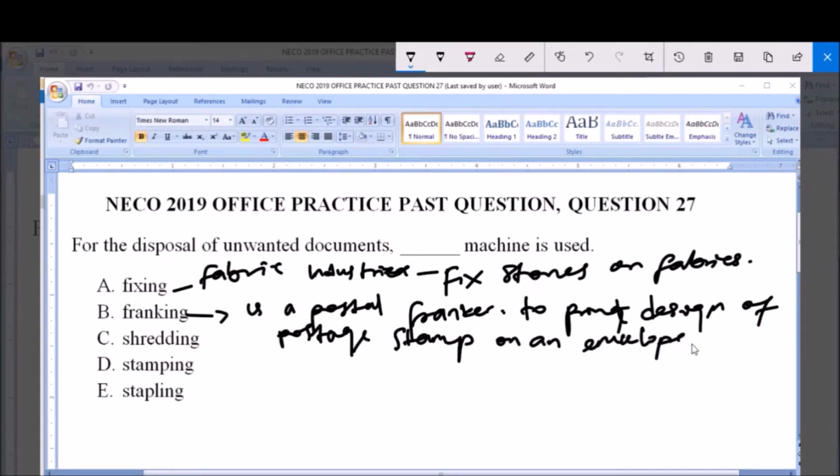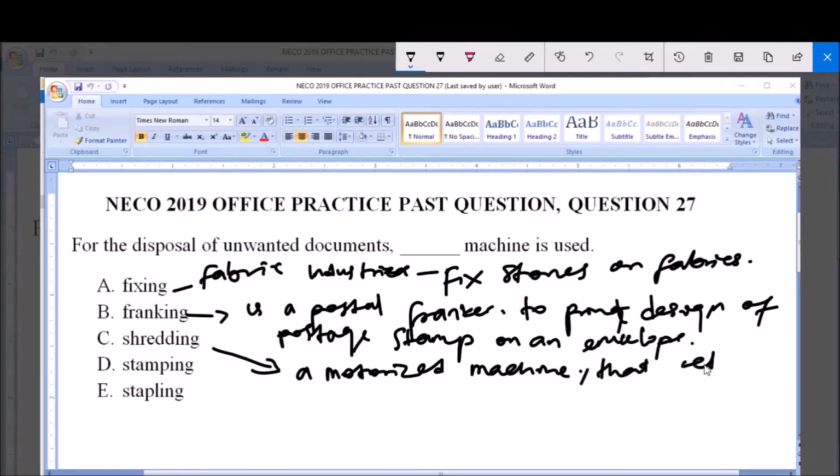That is the franking machine. Now C here says what? The shredding machine. Now the shredding machine is a motorized machine that helps in reducing documents and papers to strips or pieces.